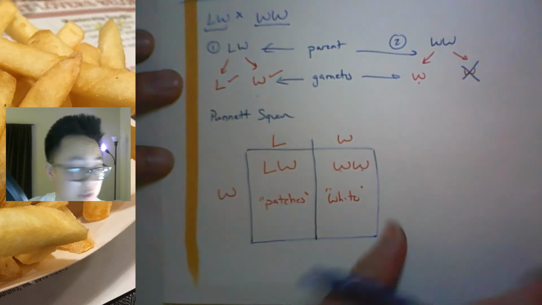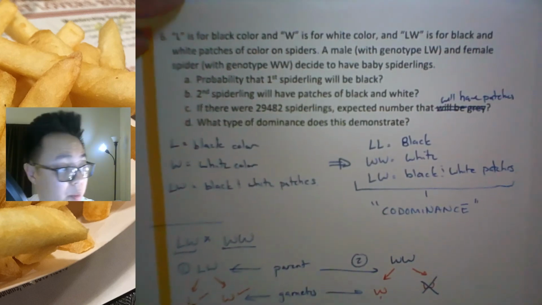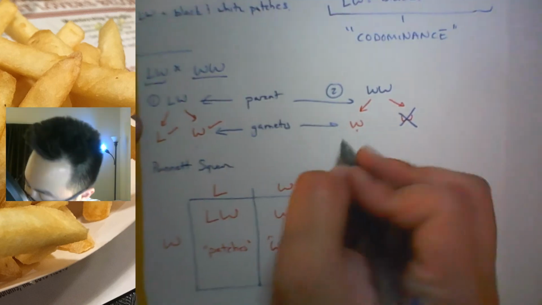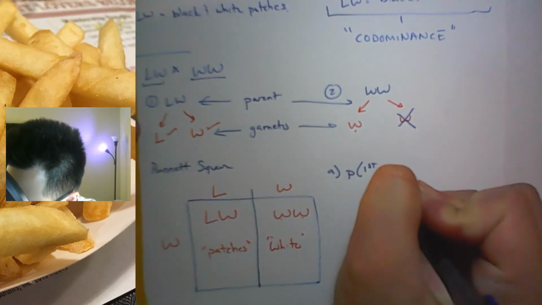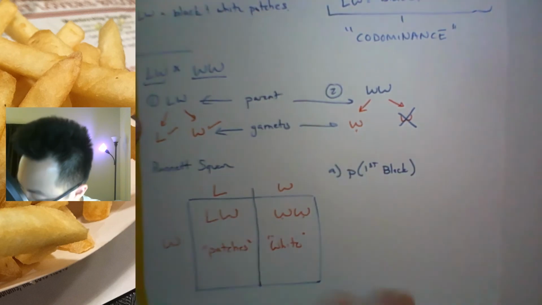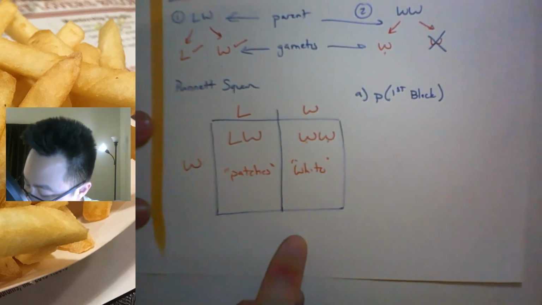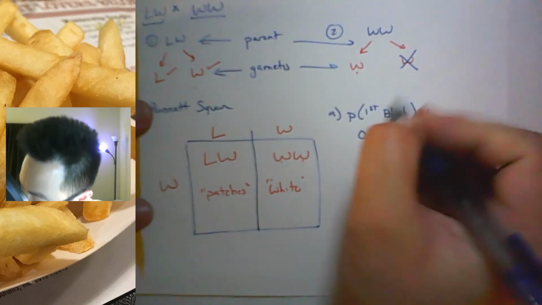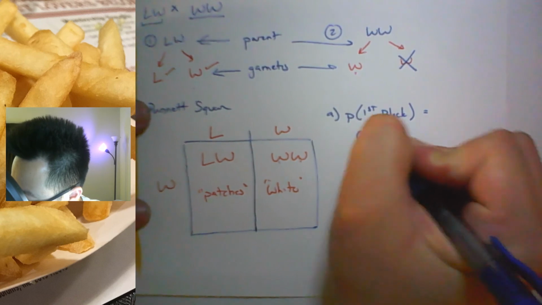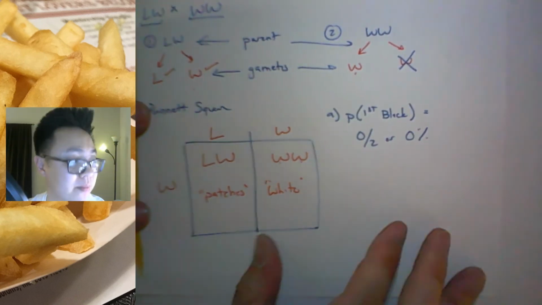Okay, so to answer the first part of the problem, what's the probability that the first spiderling will be black? The probability that the first will be black. Well, according to our Punnett Square, we have patches and we've got white, but there are no black spiderlings here. So the probability is 0 out of 2, or 0%.